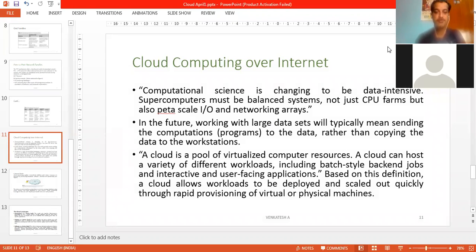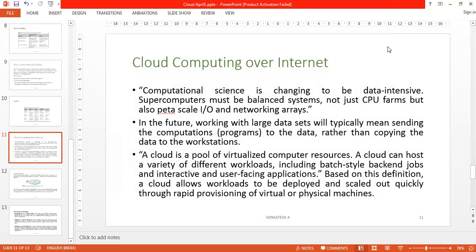So based on this definition, a cloud allows workloads to be deployed and scaled up quickly, with rapid provisioning of virtual or physical resources. That means that as and when you make a request to a cloud by using a suitable interface, it will provide you the services. That is called rapid provisioning. For example, if your demand is reducing, it will shrink the resources that you need, and if your demand is increasing, it will rapidly scale up the virtual resources. That's how the cloud provides services to its end users.